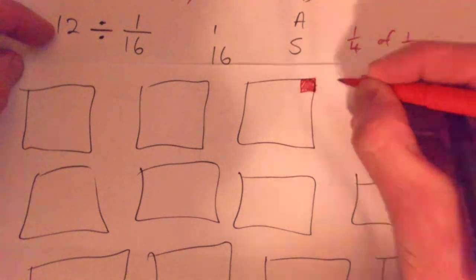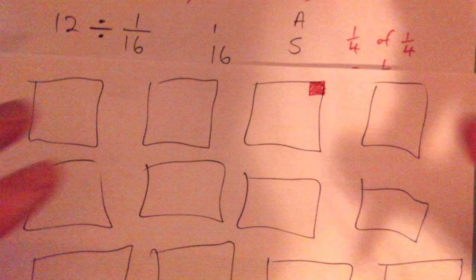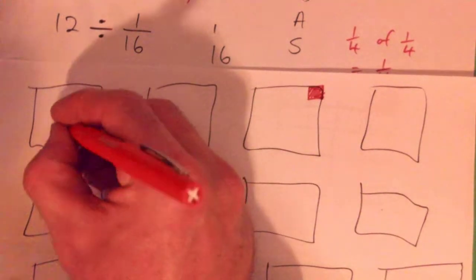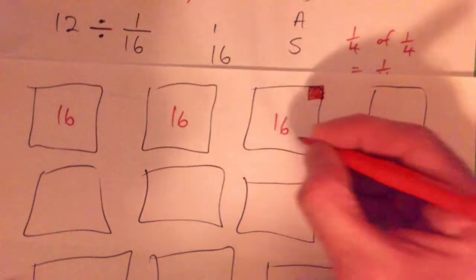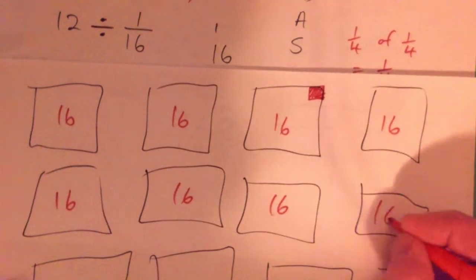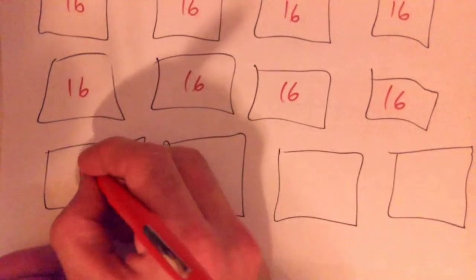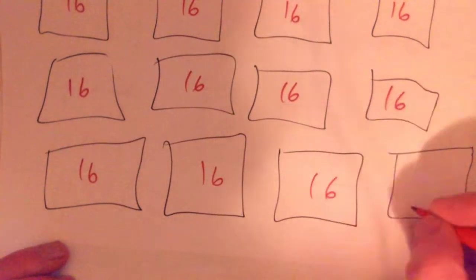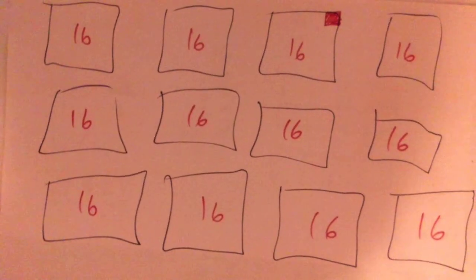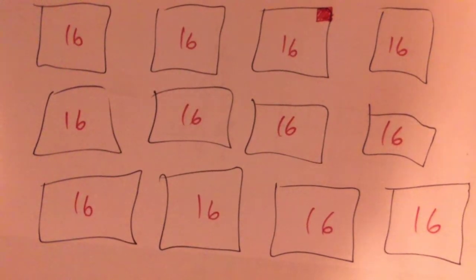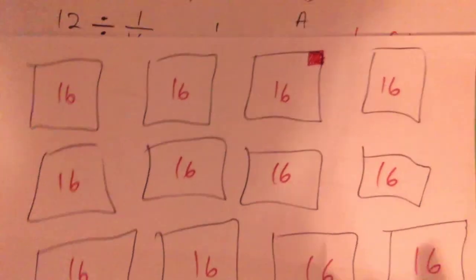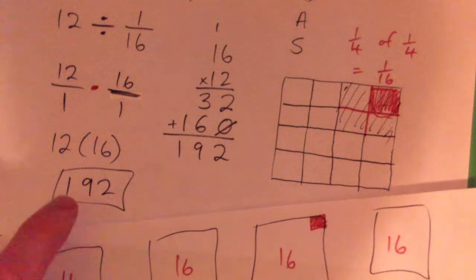How many of these little red squares are contained in 12? Well, there's 16 in each one, isn't there? Because there's 16 in this, there's 16 in this, there's 16 in this one, 16 in this one. There's 16 of these little red squares in each of these, right? And when I go 12 times 16, I get what? 192. We just did it. And that's what that means.